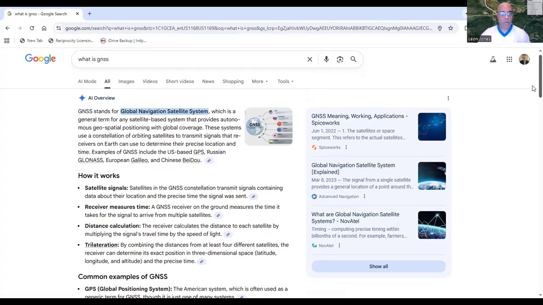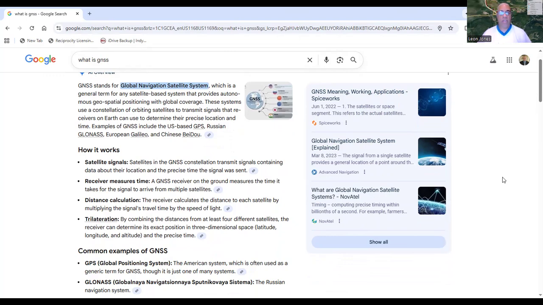Now, here's how it works. Satellite signals. Satellites in the GNSS constellation transmit signals containing data about their location and the precise time the signal was sent. Then the receiver measures time. So you have a GNSS receiver on the ground, measures the time it takes for the signal to arrive from multiple satellites. Then there's distance calculation. It's where the receiver calculates the distance to each satellite by multiplying the signal's travel time by the speed of light. Notice speed of light is 3.00 times, I believe, 10 to the 8 meters per second.